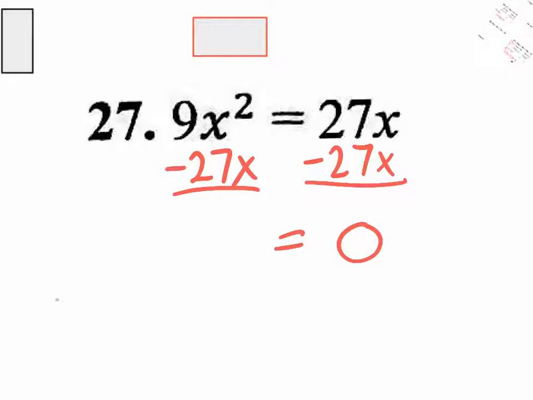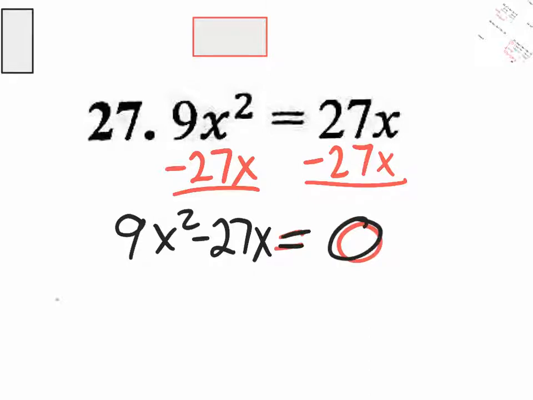And of course, I cannot combine like terms right there. You can't do x squared, take away x's. Those are different. So you're just going to rewrite it. So you will have 9x squared minus 27x equals 0. Are you with me? So that was an additional step right there. You first have to set it equal to 0, and then you factor, and then you split, and then you solve.